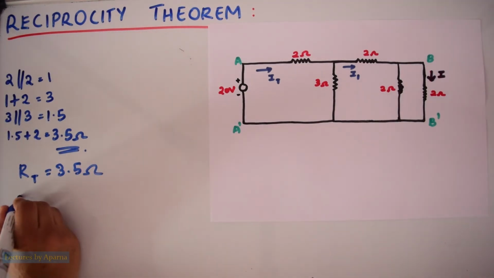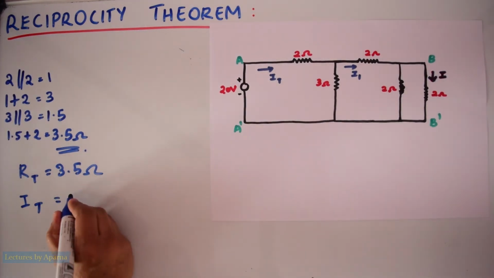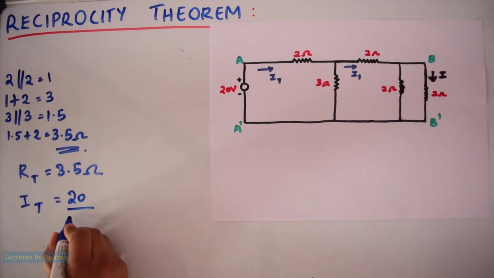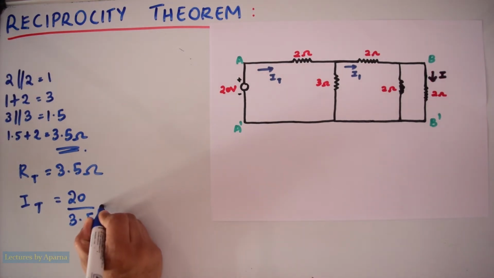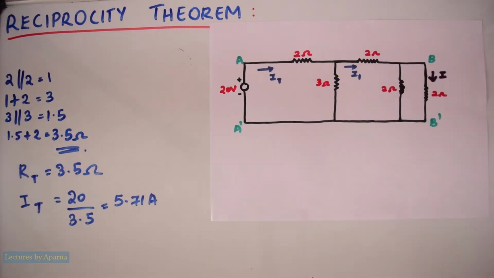Now total current IT. Total current IT is equal to the total voltage 20 volt divided by resistance 3.5 ohm. So we get 5.71 ampere.